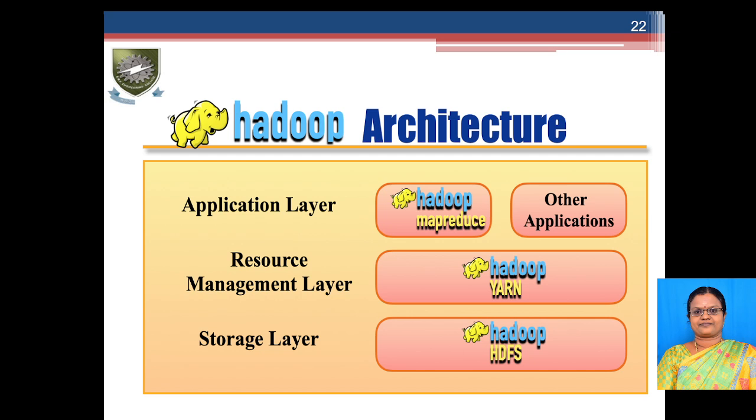So if you see in this picture, we have three layers. At the top layer, we have the application layer, and the main component available in that is MapReduce, and we have other applications also. Whereas the second layer is the resource management layer, and the main component available here is Yarn, and for the storage layer, we have HDFS.